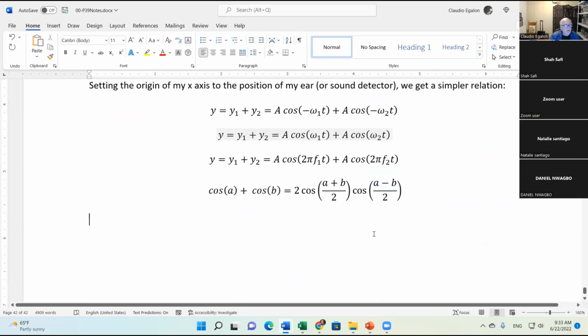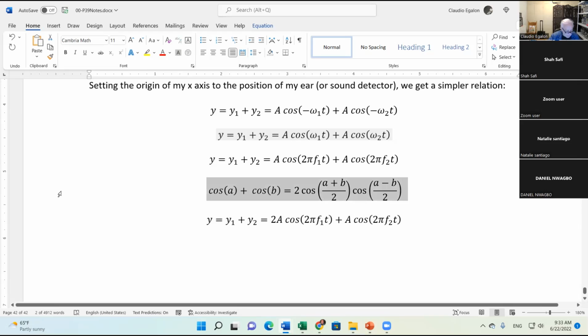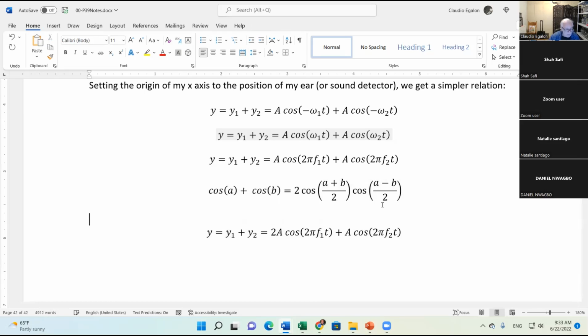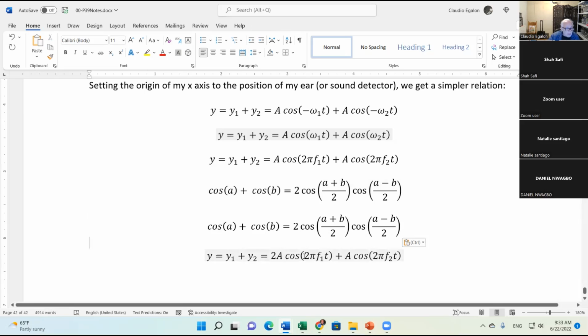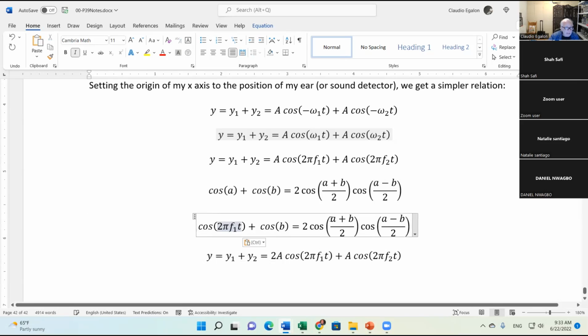Now, when we apply this relation right here to my previous equation, look what we end up having, right? We are going to end up having twice of A, okay? I'm gonna do it like that. Okay. 2 pi f1 t is A, right?